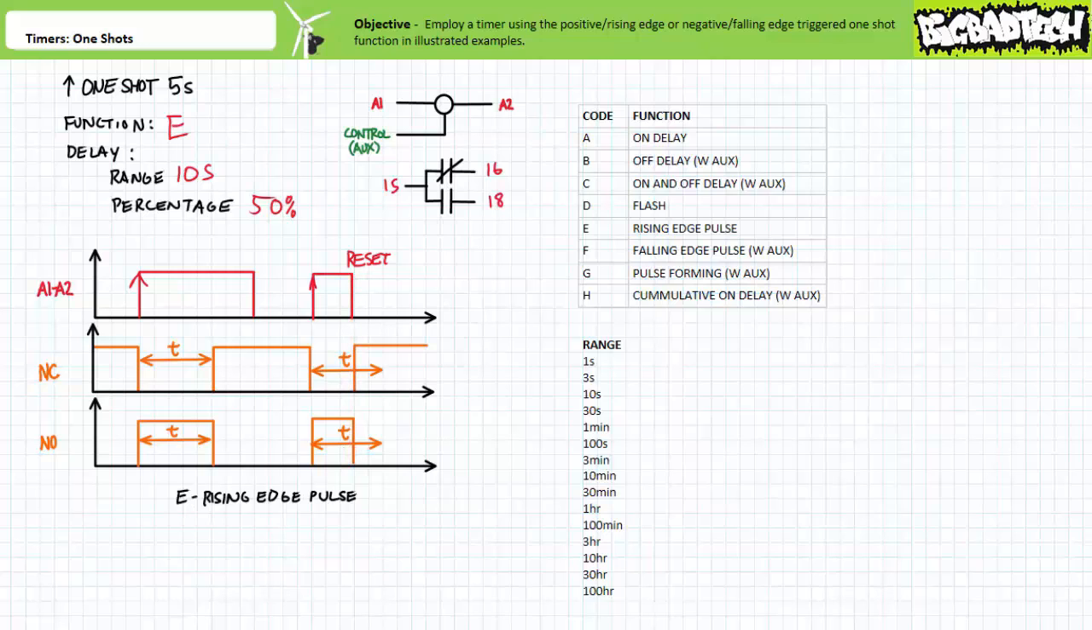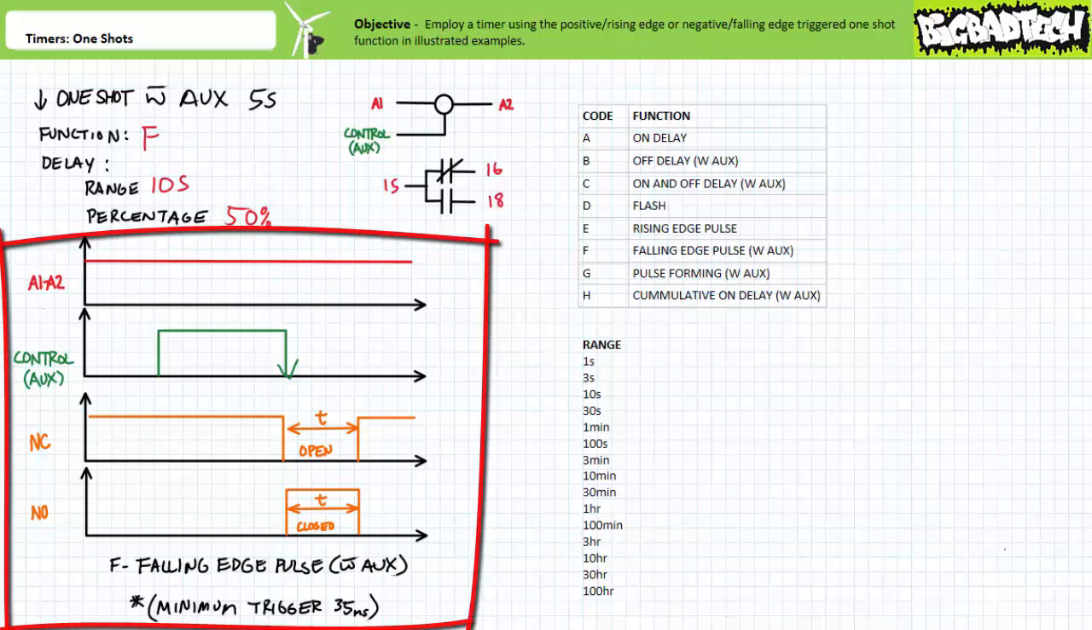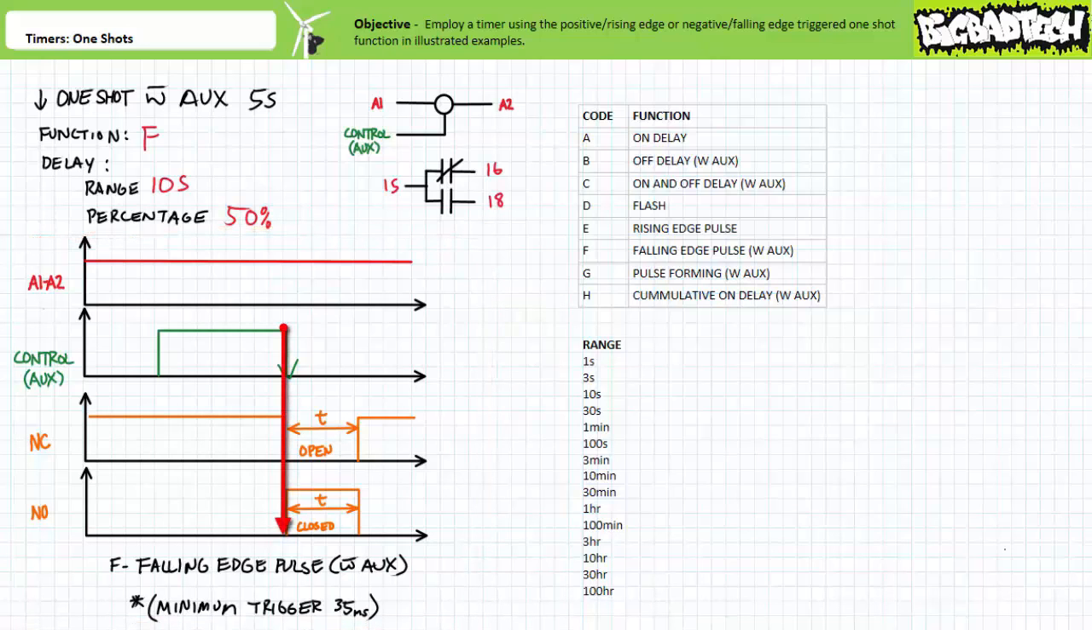The coil signal is kind of serving double duty as both the triggering input and the overriding reset signal. Given this behavior, this one-shot is obviously non-retriggerable. Function F, the falling edge pulse with auxiliary, is a negative edge triggered one-shot that makes use of both the auxiliary controlling input and the A1 to A2 coil input. A timing diagram of function F would look like this. Note that the one-shot is triggered for a period T on the negative going transition of the auxiliary controlling input.